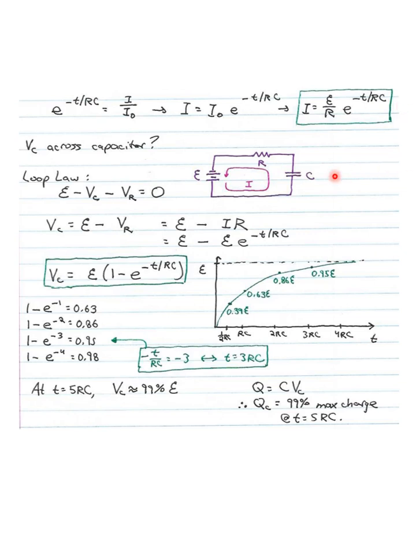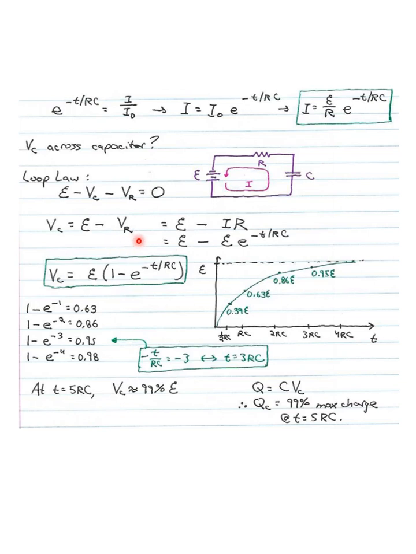We'll start again with the loop law. And again, the loop law says if we trace the current around, we start with adding the EMF voltage and then subtracting away the voltage across the capacitor and the voltage across the resistor. And by the time we get all the way around this loop or this circuit, it should be back to zero. So EMF minus voltage across the capacitor minus voltage across the resistor is equal to zero. Solving for voltage across the capacitor, we get EMF minus V sub R, voltage across the resistor.